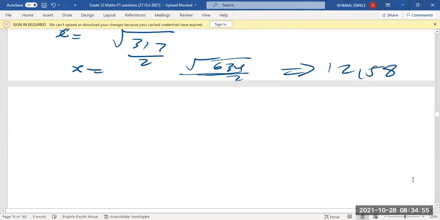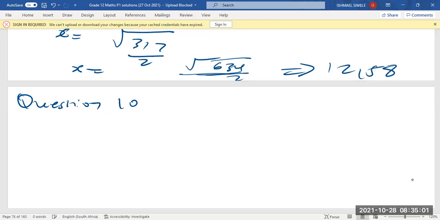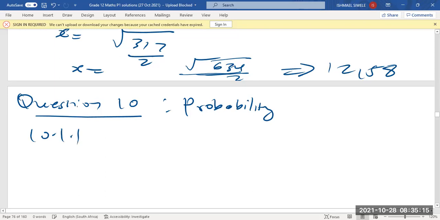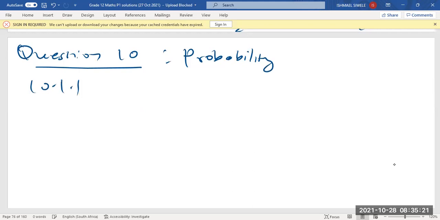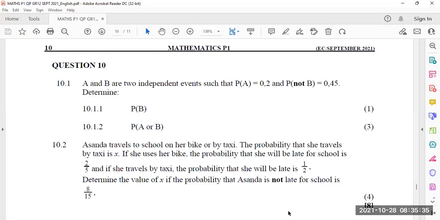Now, let me write here. Okay, so probability question, right? And this is one of the difficult ones we are faced with. So 10.1.1, we are told that we must find the probability of B, right? And one thing that we have seen is they give us the probability of not B, which is 0.45. Okay, so probability of not B is equal to 0.45. We are going to use this probability of not B to find the probability of B.